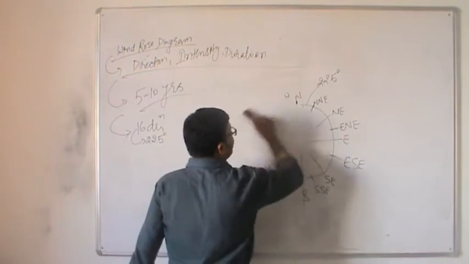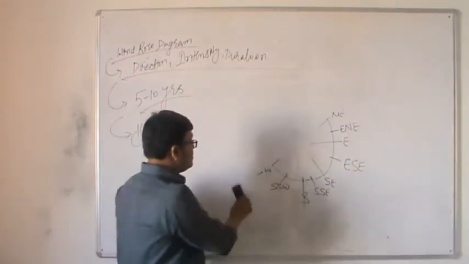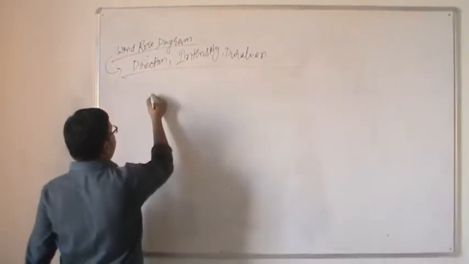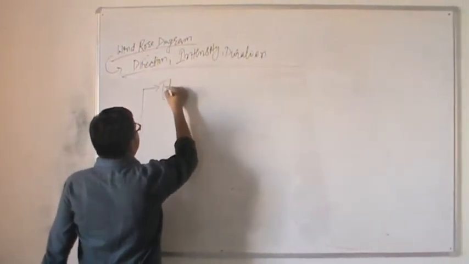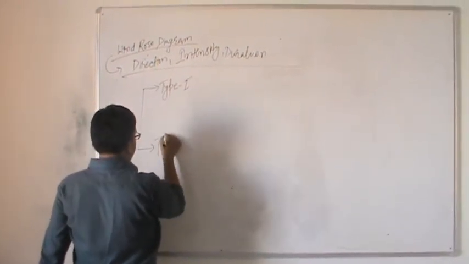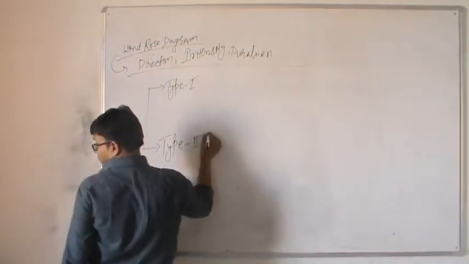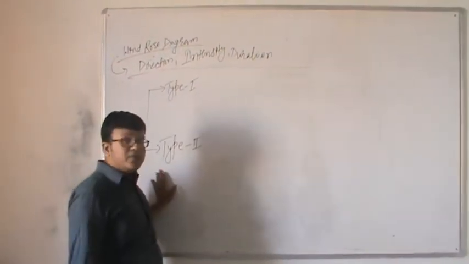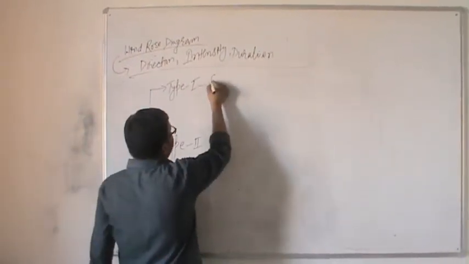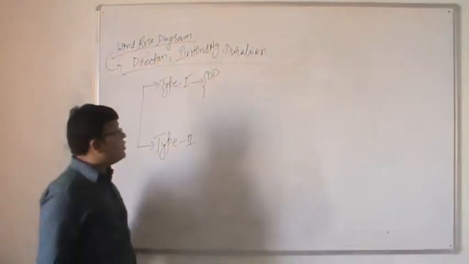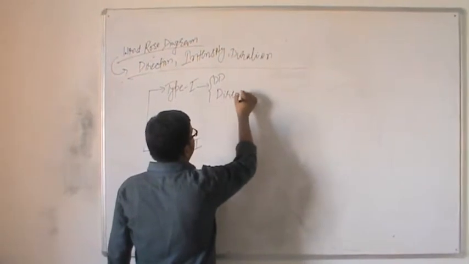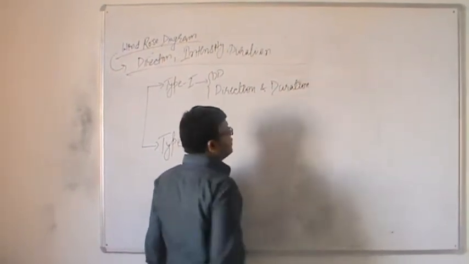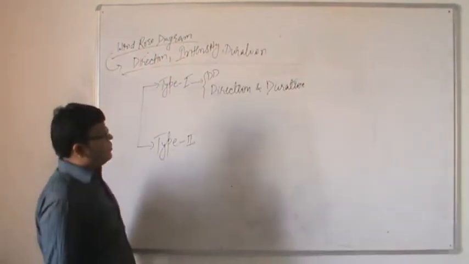Within the wind rose diagram also, we have two types, or to say the wind rose diagram can be classified into two categories: type 1 and type 2. So there are two types of wind rose diagram. The type 1 speaks about, you can remember DD, that is direction and duration. It speaks only about direction and duration. That is wind rose diagram of type 1.